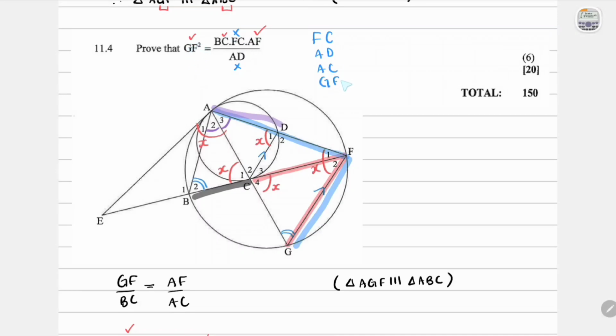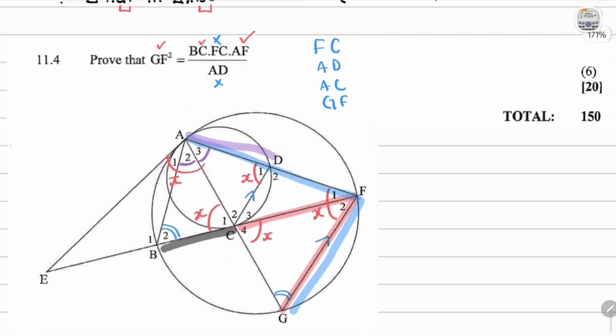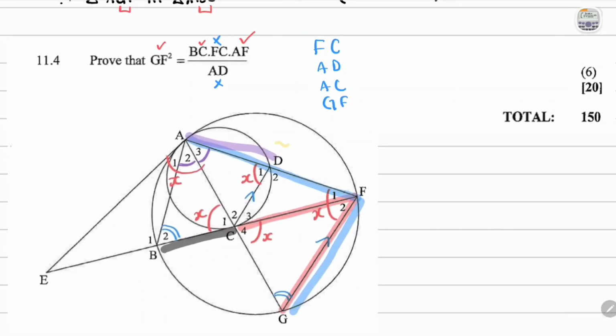So we need GF. Let's see. Are there any triangles that fit these? Okay, so let's just remove these and just see. We need an FC. So FC is this. We need an AD here. We need an AC. So you can already see this triangle is probably involved. And GF. We need a GF.